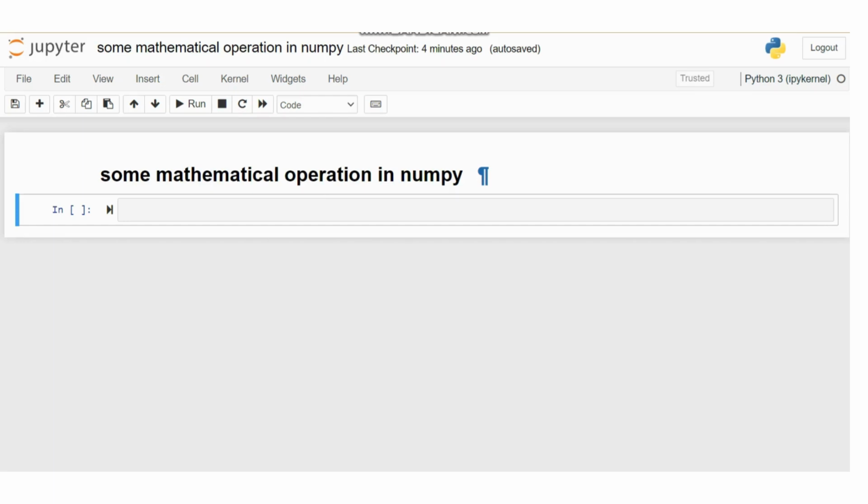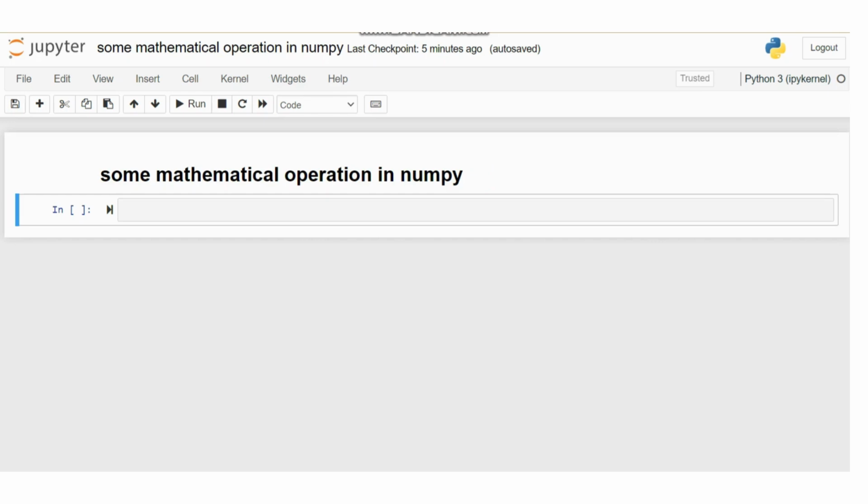Today's video is on some mathematical operations in NumPy. First is the log function. The NumPy log function calculates the natural logarithm, base e, of a given input. It is used with arrays, scalars and matrices. How to perform the log operation in NumPy?